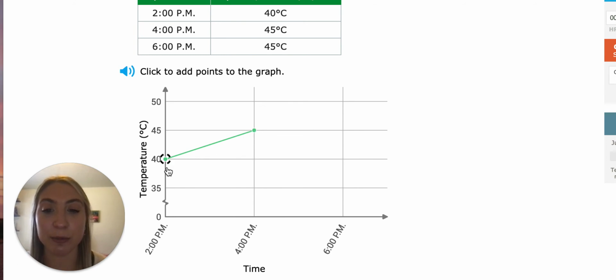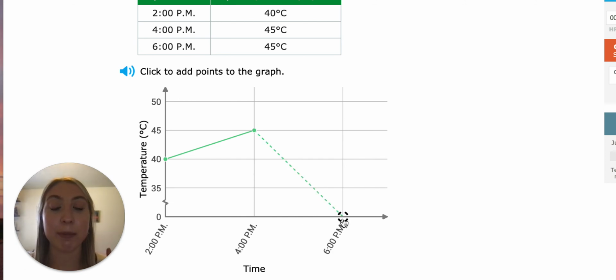So I see 2 p.m. is representing the 40 degrees, 4 p.m. represents the 45 degrees. Now we have to graph our last point, which is 6 p.m. The temperature was 45 degrees Celsius. So I'm going to 6 p.m., my time first on this line, and then I'm going to bring it up and put my dot at 45 degrees Celsius. 35, 40, 45. And there we go. I just took the times and the temperatures and I put them on my graph, and they're all connected.